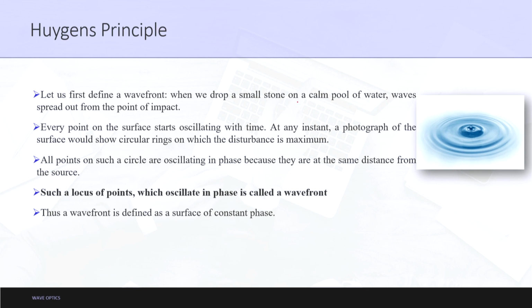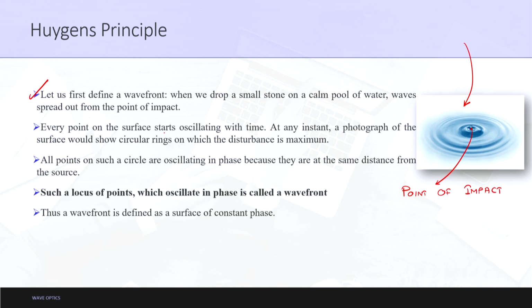When we drop a small stone on a calm pool of water, waves spread out from the point of impact. This is the diagram showing waves coming out on calm water. These are nothing but the ripples formed in a circular fashion when a small stone is put into the water. The assumption is that the water should be calm. So, this here is the point of impact. Let me write it here for more clarity. This is the point of impact.